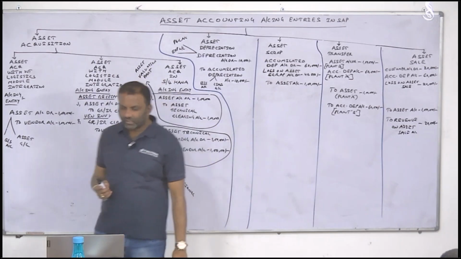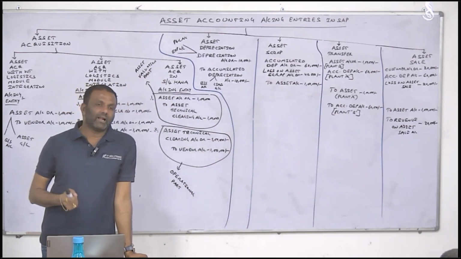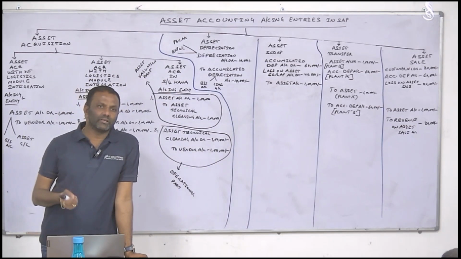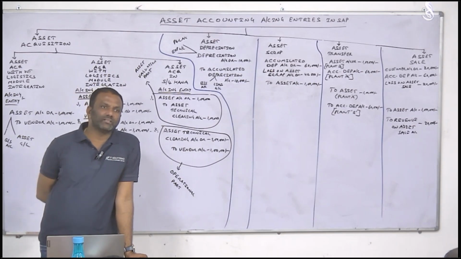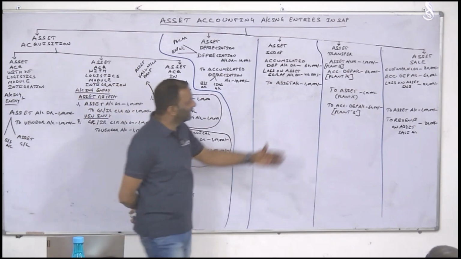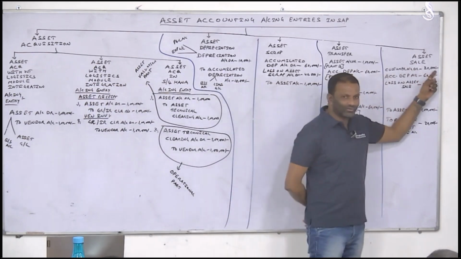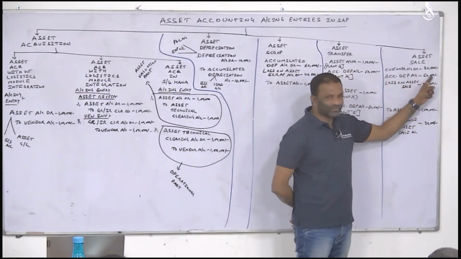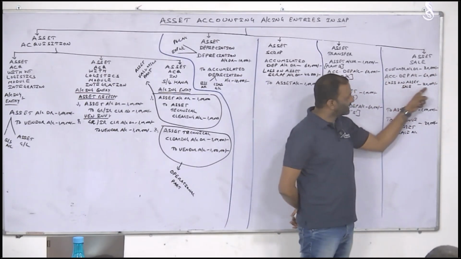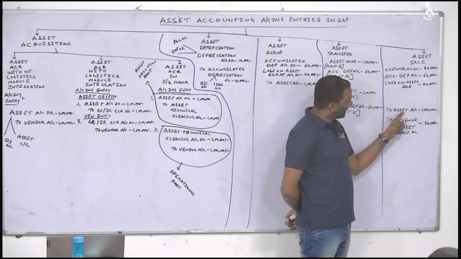If I ask the asset accounting sale entry, 100% of people will say in a simple way, cash or bank account to asset. This is the entry normally people will say. But how many line items has it generated? Customer account 20,000, accumulated depreciation account 60,000, and loss on asset sale is 20,000. And asset accounting is 20,000.